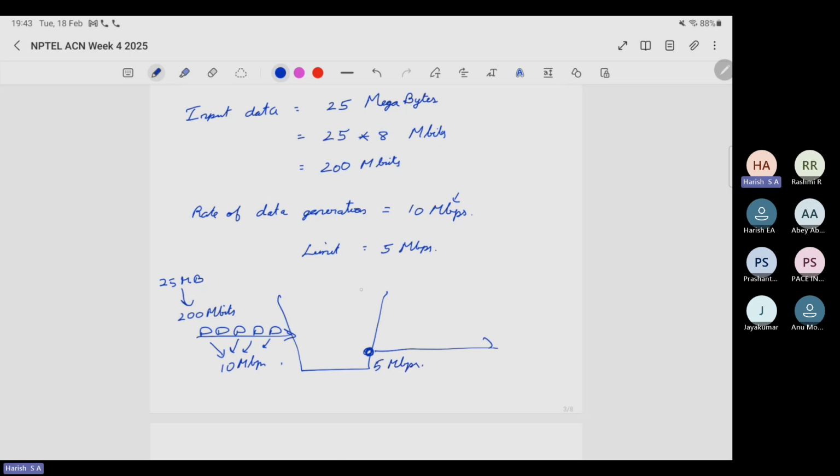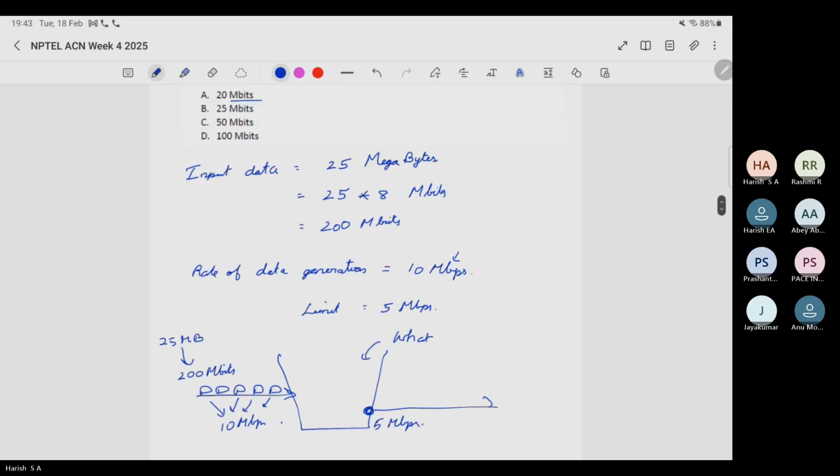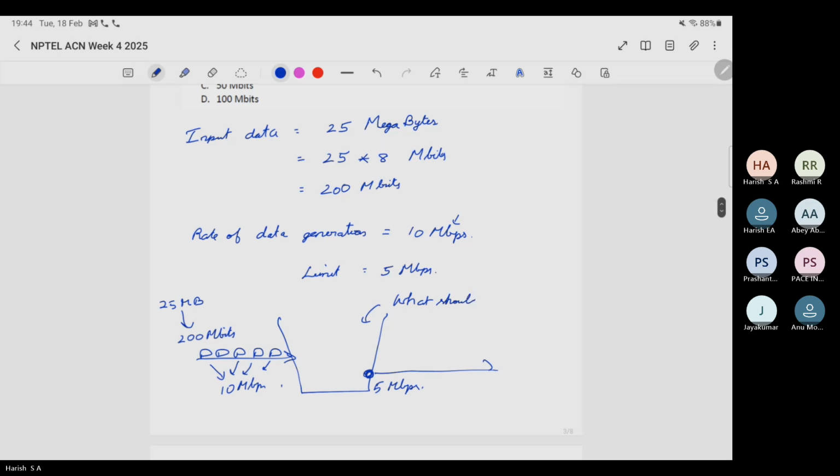So they're asking, what should be the size of this bucket so that data loss does not happen? Okay. So why will data loss happen here? Because the amount of data you're putting in is more than the amount of data that's going out of the bucket. So eventually this bucket will tend to overflow.